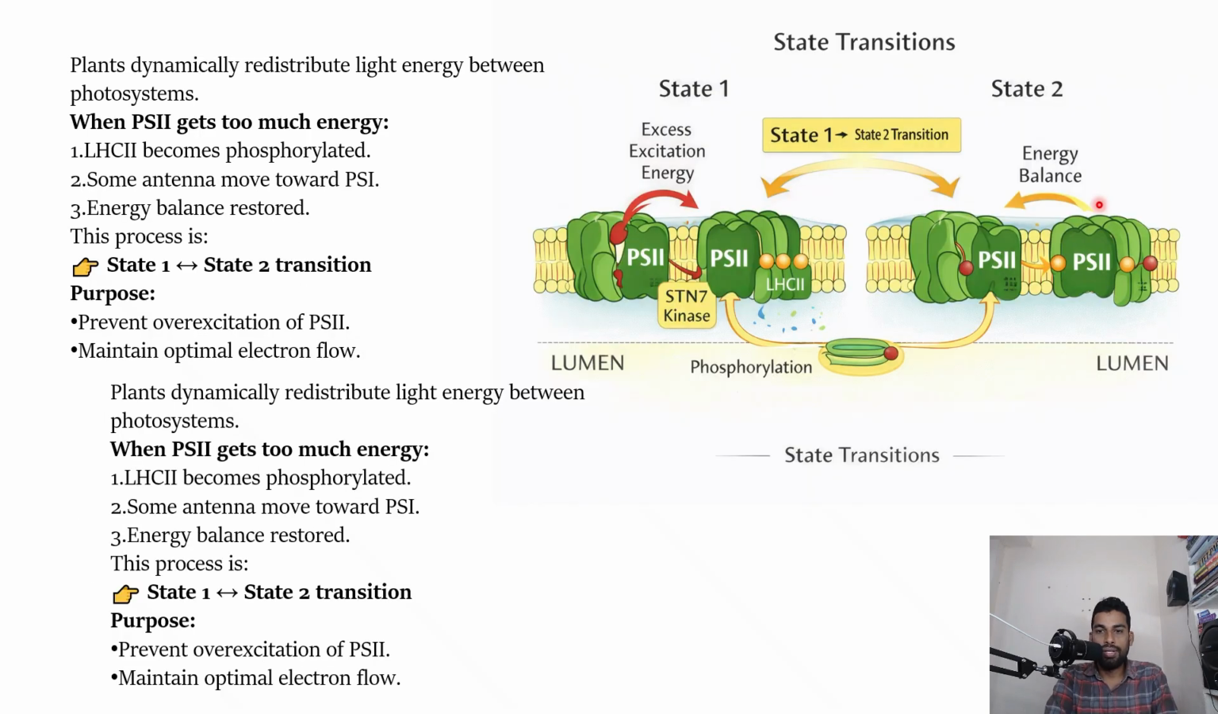I told you earlier, if energy is more in PS2, that energy gets shared with PS1. Okay. Also, if PS1 has more energy, it shares with PS2. This is called state transitions. Okay. Let us see how this happens.